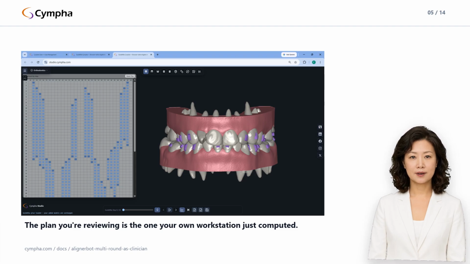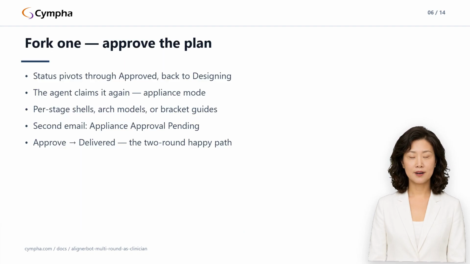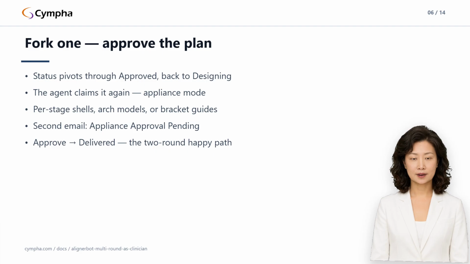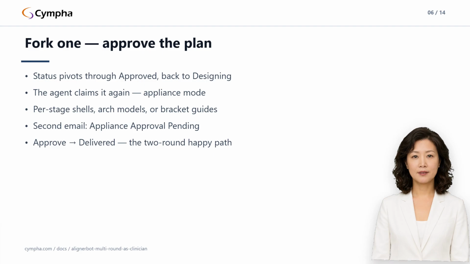Fork 2. The plan needs work. Click Request Changes instead of Approve, and a confirmation dialog opens, with its Confirm button disabled. It stays disabled until a file with the right extension, an XML or a transfer pack, is attached to the case. An amber notice spells out the 2 paths. Path 1. Open the review file in Cympha Studio's 3D Review, edit the tooth positions right there, export the XML, upload it to the case, return to the approval page, and confirm.